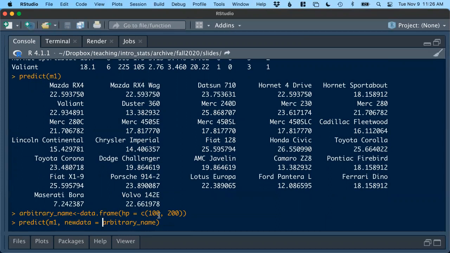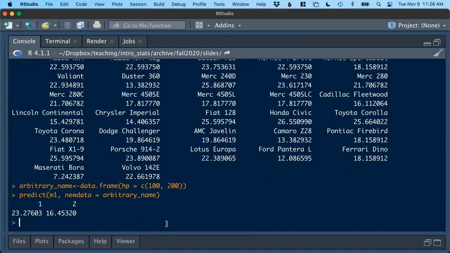The predict function looks for an argument called new data to predict over. If we don't give it new data, it'll just predict over the observed. And now we get 2 predictions, one for 100 miles per gallon, one for 200 miles per gallon.